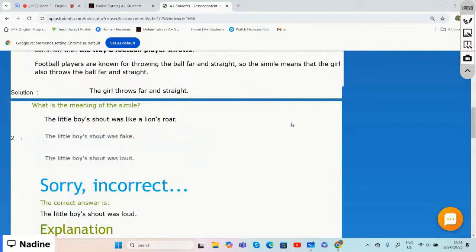The next one says, what is the meaning of the simile? The boy's shout was like a lion's roar.